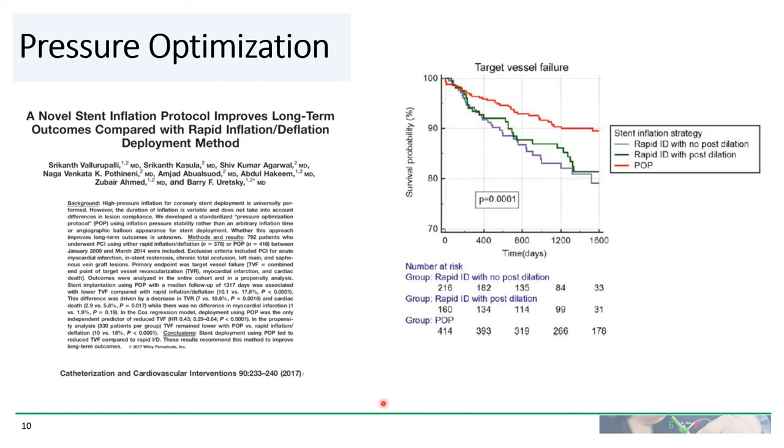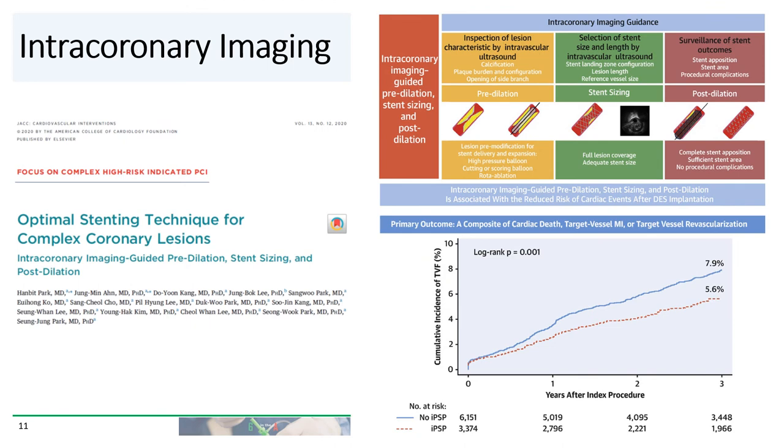So the authors concluded that stent deployment using the pressure optimization protocol led to reduced target vessel failure compared to the rapid inflation and deflation protocol, almost regardless of post-dilation. And they suggested considering this method to improve long-term outcomes. Now, the unequal levels of predilation and lesion preparation between the rapid inflation-deflation groups and the pressure optimization group does, I think, limit the interpretation of the conclusion in the previous study.